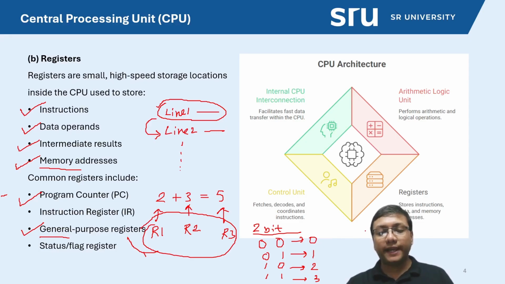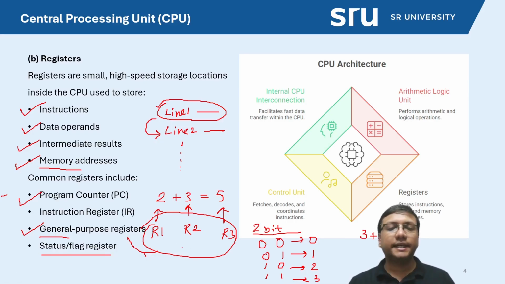Suppose I want to add 3 plus 2. The result will be 5, but 5 cannot be expressed in a 2-bit system. So a 1-bit overflow takes place because I need 3 bits. When all such instances happen, these instances are recorded in registers known as the status register or flag register.